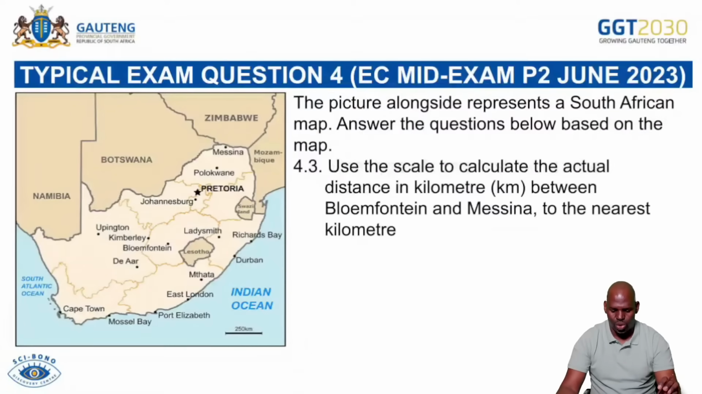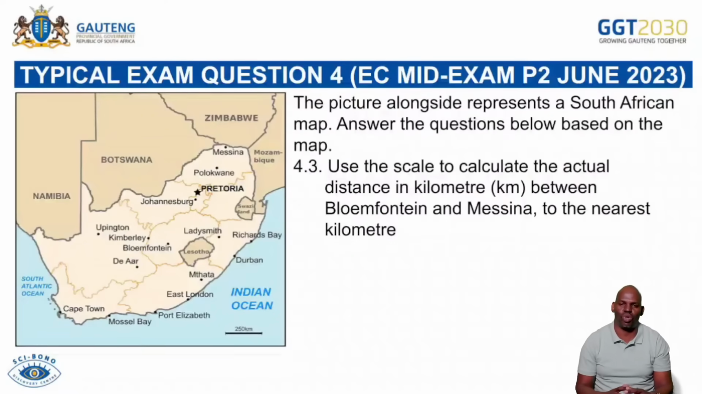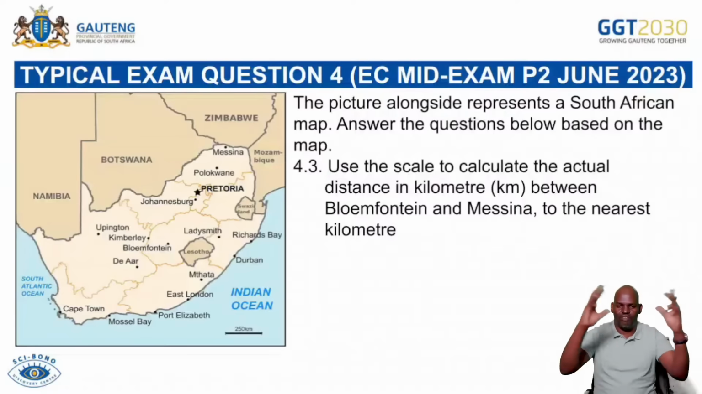Then they say use the scale to calculate the actual distance in kilometers between Bloemfontein and Messina to the nearest kilometer. Now, where do we start with this one? In this type of question, you must start by measuring your bar scale. How long is your bar scale? If you look at this, they have indicated that this is 250 kilometers. But you know that 250 kilometers is a very long distance.